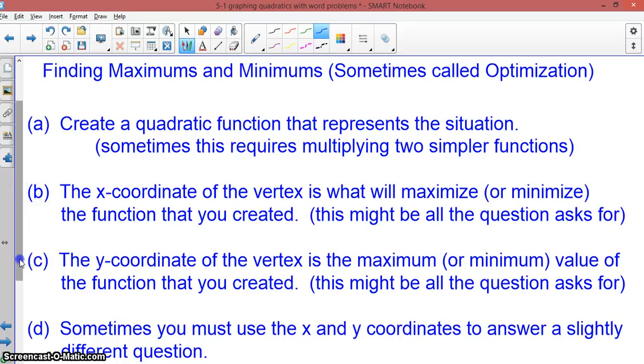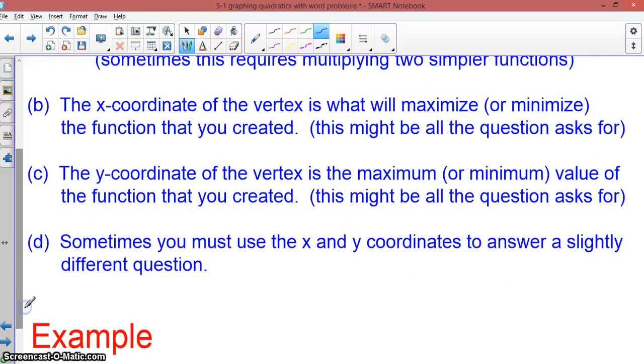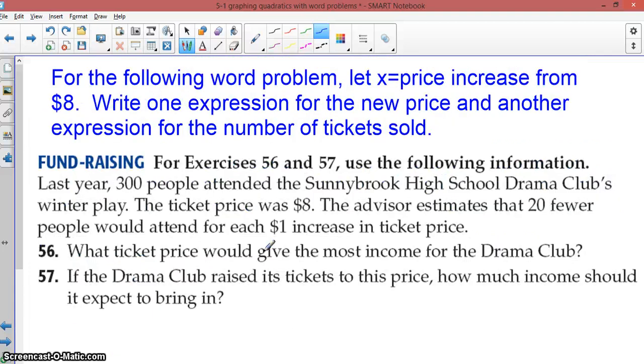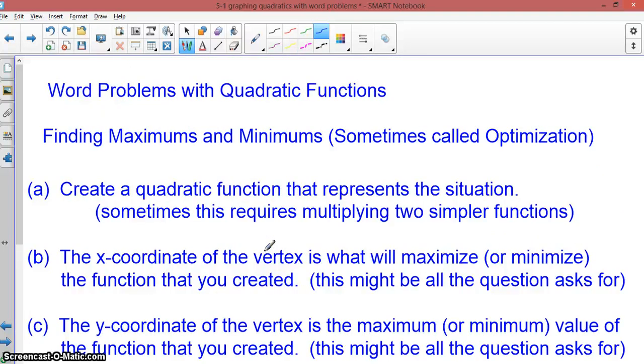Oh my goodness, I can't move it down apparently. Okay. Step D is use the x, y coordinates to answer a slightly different question. Sometimes you have to use the coordinates to answer a different question. So sometimes the x coordinate is what's being asked for. Sometimes the y coordinate is what's being asked for. Sometimes something else is going on. Okay, so I got two examples I intend to do.